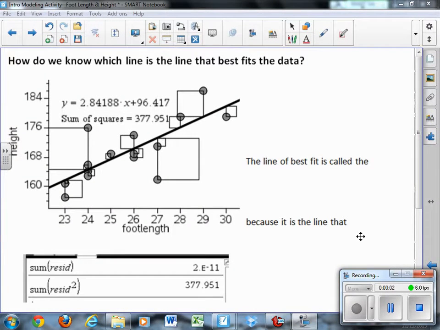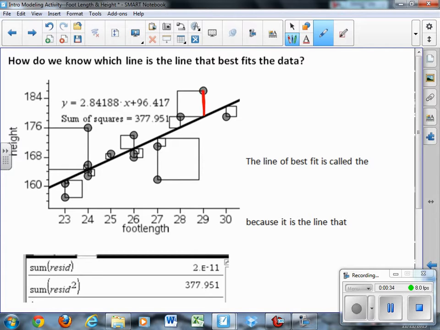We're looking at a group of points that has a linear trend but is not exactly linear, much like our foot length and height data. How do we know which particular line is the best line, the line that best fits the points? We do a process called least squares regression. And what this means is that you start by finding the residuals of all of the different points. So we start by looking at residuals.